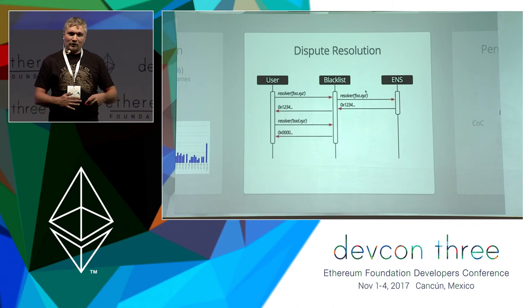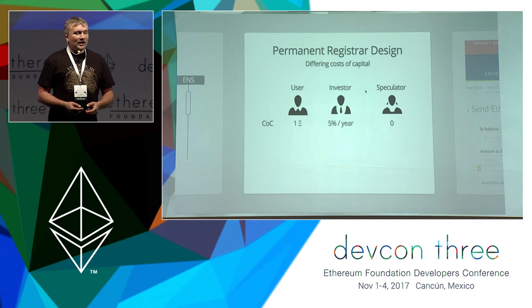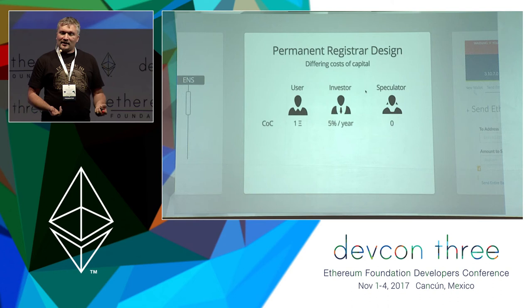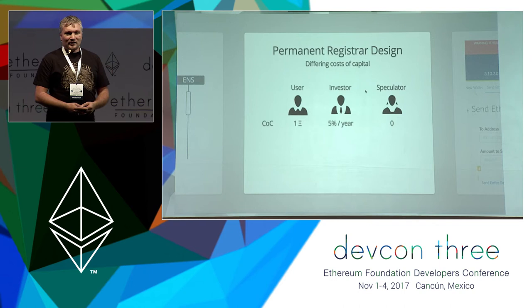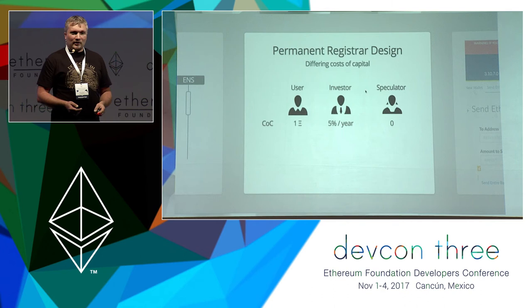The second major topic of discussion was design of the permanent ENS registrar. And one of the unanticipated consequences of the deposit-based model for ENS is that different participants in the market have very different costs of capital. On the left here, we have the user who is registering a domain with the intention of using it directly. And to them, the cost of putting down a deposit is effectively the whole cost of the deposit, because they intend to retain the name indefinitely. They can't count on relinquishing the name and getting those funds back.